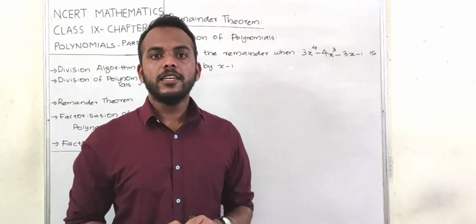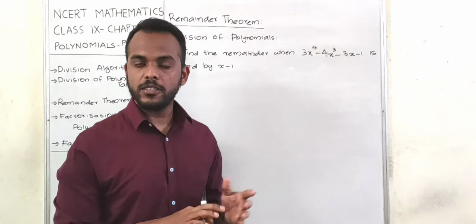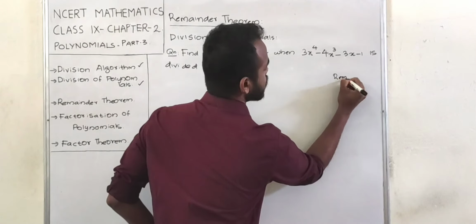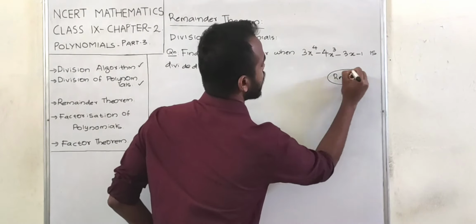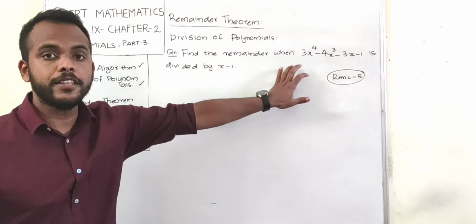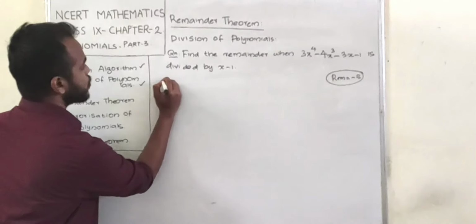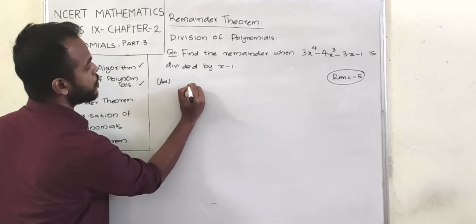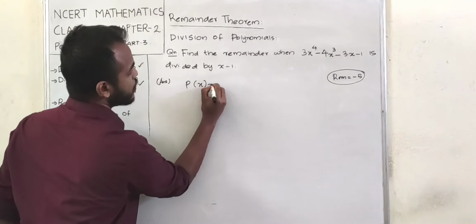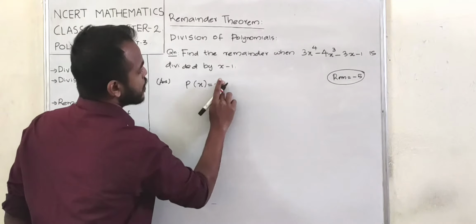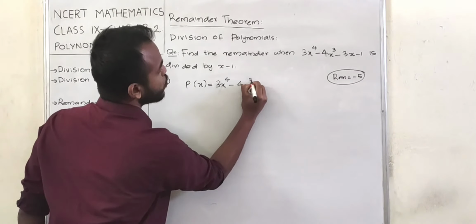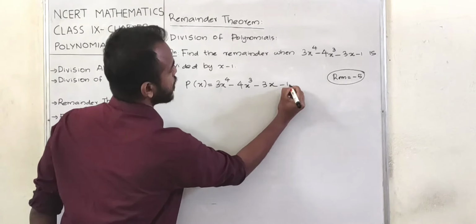Now let's see whether you will get the same remainder when we use the method that we have just learned. So let's write what was the remainder that we got. The remainder was minus 5. Let it be here. Now what was the step that we followed? First of all, you should write the polynomial that is given to us. It's better to follow this particular way. The polynomial was 3x raised to 4 minus 4x cube minus 3x minus 1.